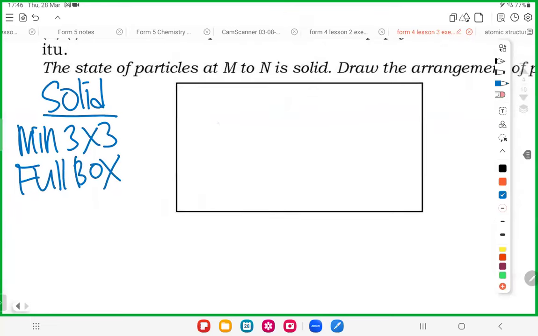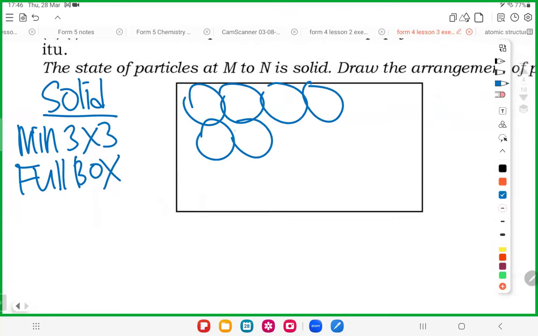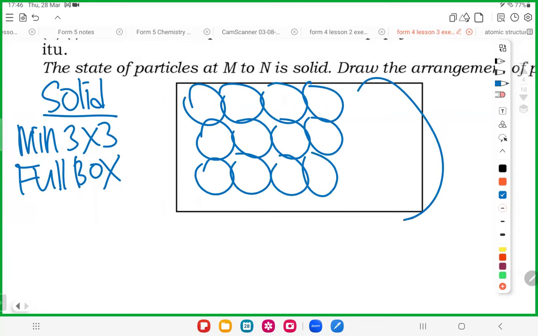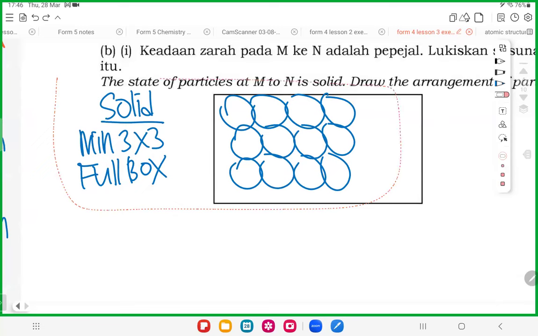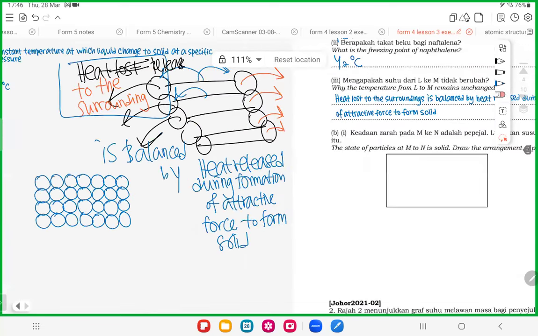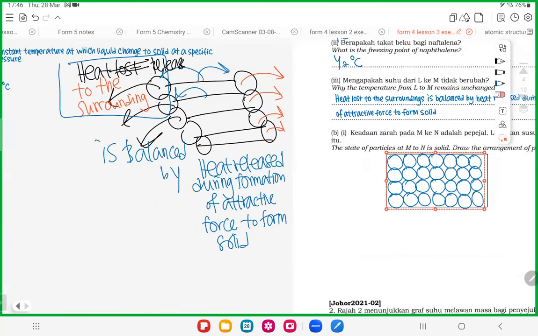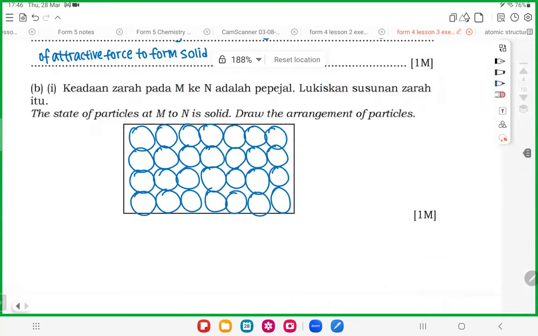Like, for example, you cannot draw like this. Okay? You draw like this. Oh, very nice. But here got empty spaces. Cannot. They still don't give you the mark. Not hard, but you all have to be careful. So, this is roughly how the solid will look like.